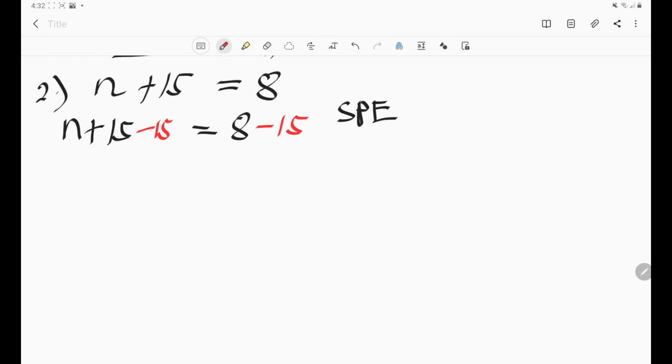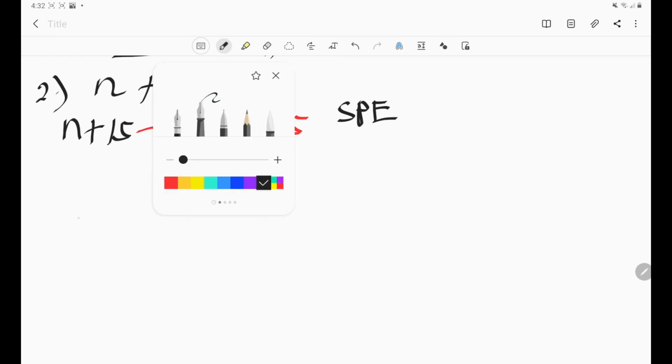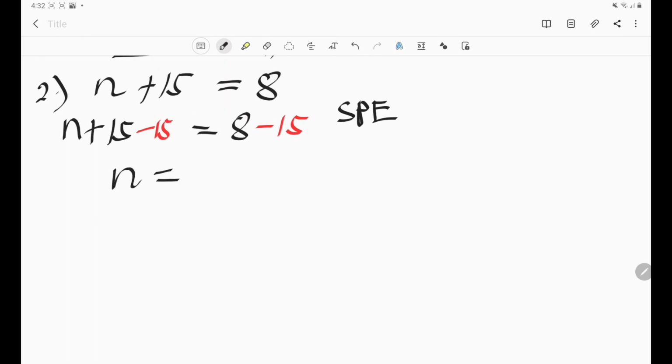So n plus 15 minus 15 is equal to n. And 8 minus 15 is negative 7. So n is equal to negative 7 is the solution to the equation n plus 15 is equal to 8.